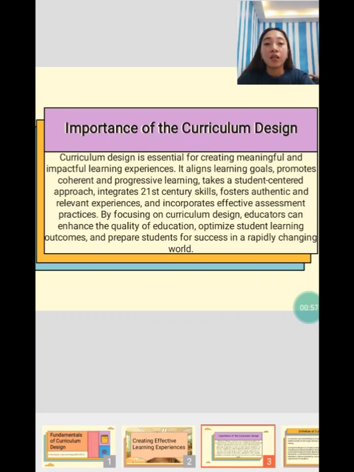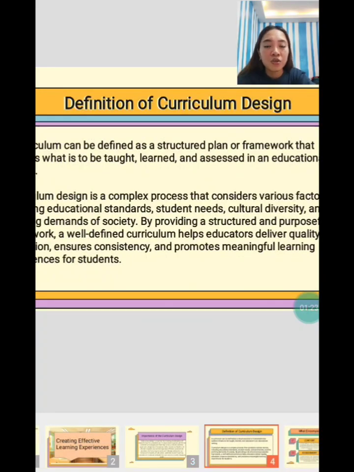Curriculum design plays a crucial role in shaping the teaching and learning process to optimize students' outcomes. By focusing on curriculum design, educators can create an environment that maximizes students' success, engagement, and lifelong learning. Next slide is about the definition of curriculum design.